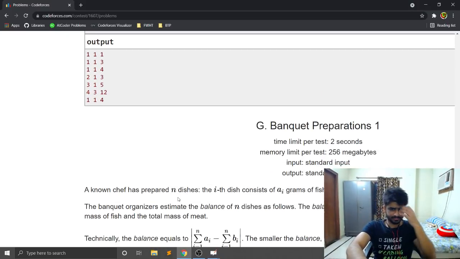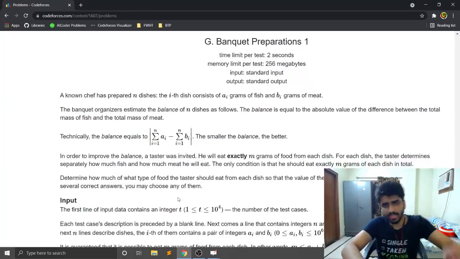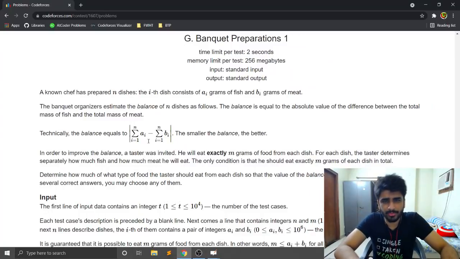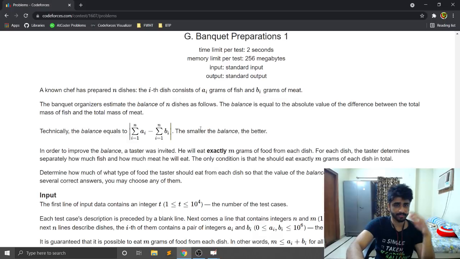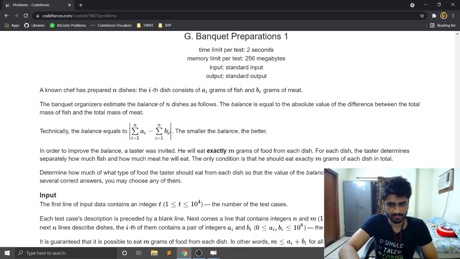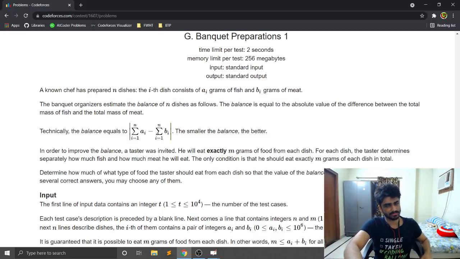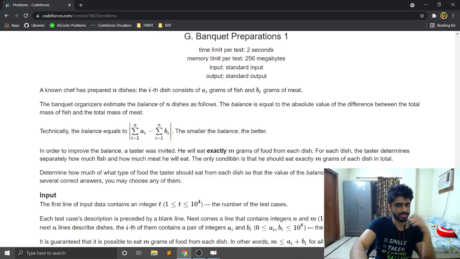Okay, next one, this one was good. This is the banquet preparations. Basically, n dishes are given, and each dish consists of ai grams of fish and bi grams of meat. The total balance is the absolute difference between the total fish and the total meat.